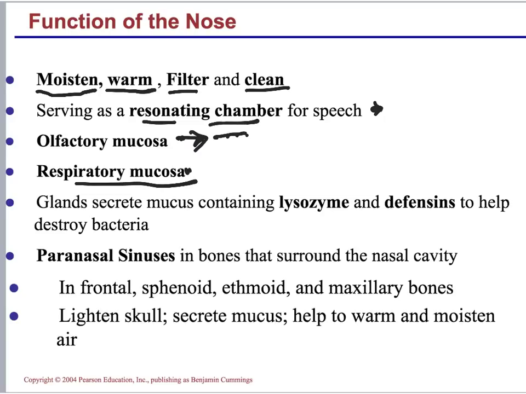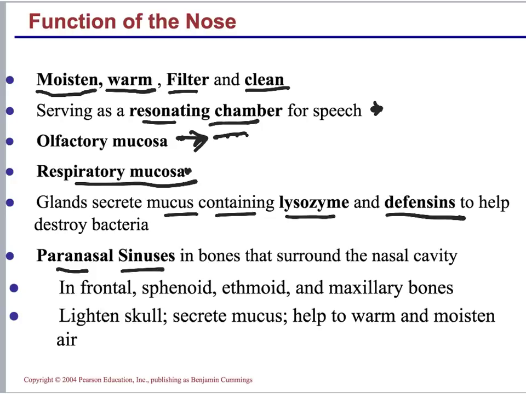Now, within the respiratory mucosa, the cells produce fluids that not only moisten the air and trap particles, but we also have some natural antibiotics, the lysozymes and the defensins, that help us to clean the area. So they have antibacterial functions too.